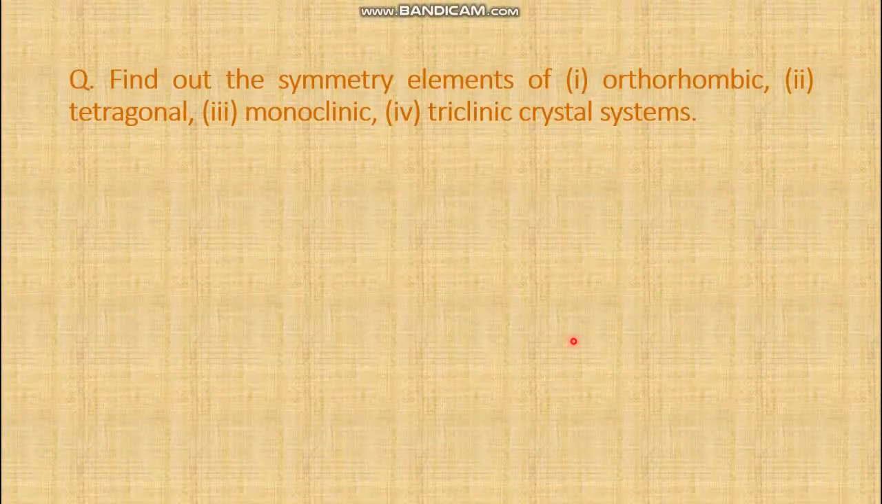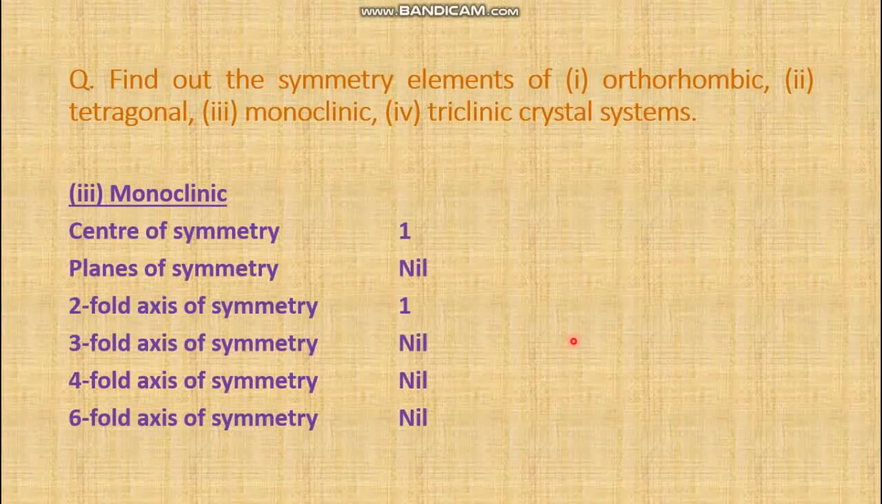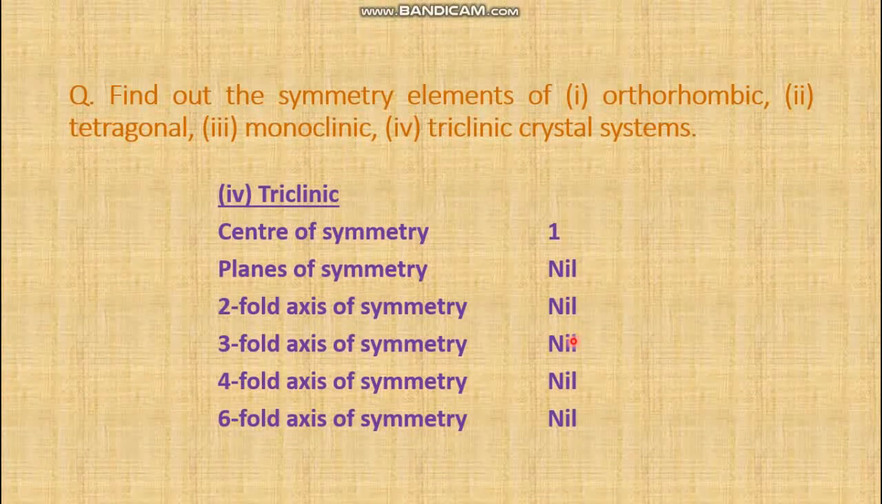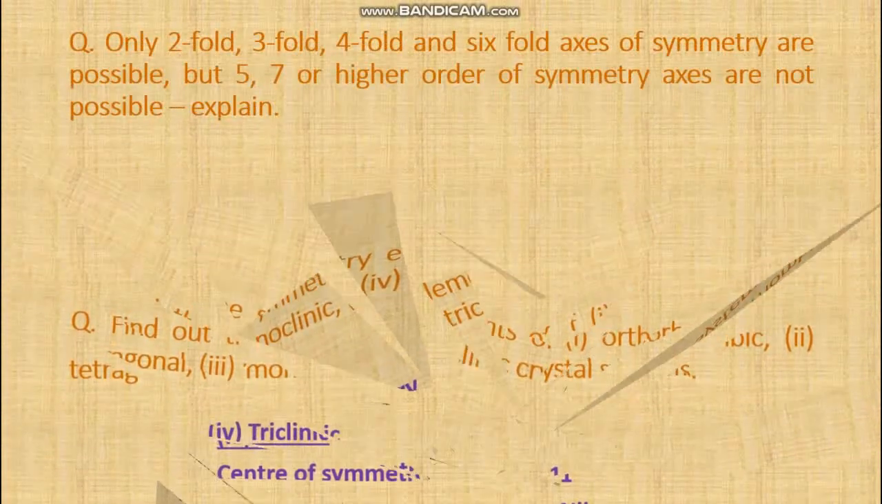After tetragonal, we move up to monoclinic. Monoclinic has 1 center of symmetry and only 2-fold axes of symmetry. It does not have any plane of symmetry. So this is a monoclinic system. After monoclinic, we have the triclinic system. A triclinic system has only a center of symmetry, so no need to draw a picture for a triclinic system, and nothing is there. So these are the answers.